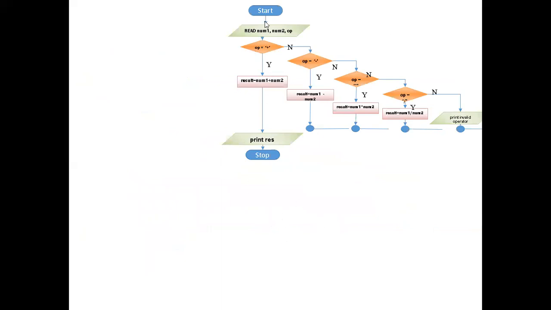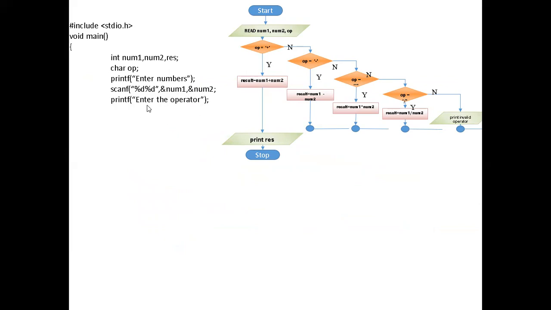So let us code this using the switch case statement. First, we have to read the numbers. scanf %d, %d, ampersand num1, comma num2. Then printf, enter the operator. So scanf %c, ampersand operator. Since the operator is received as a character, you have to use %c here. So now we have read both the numbers and the operator.